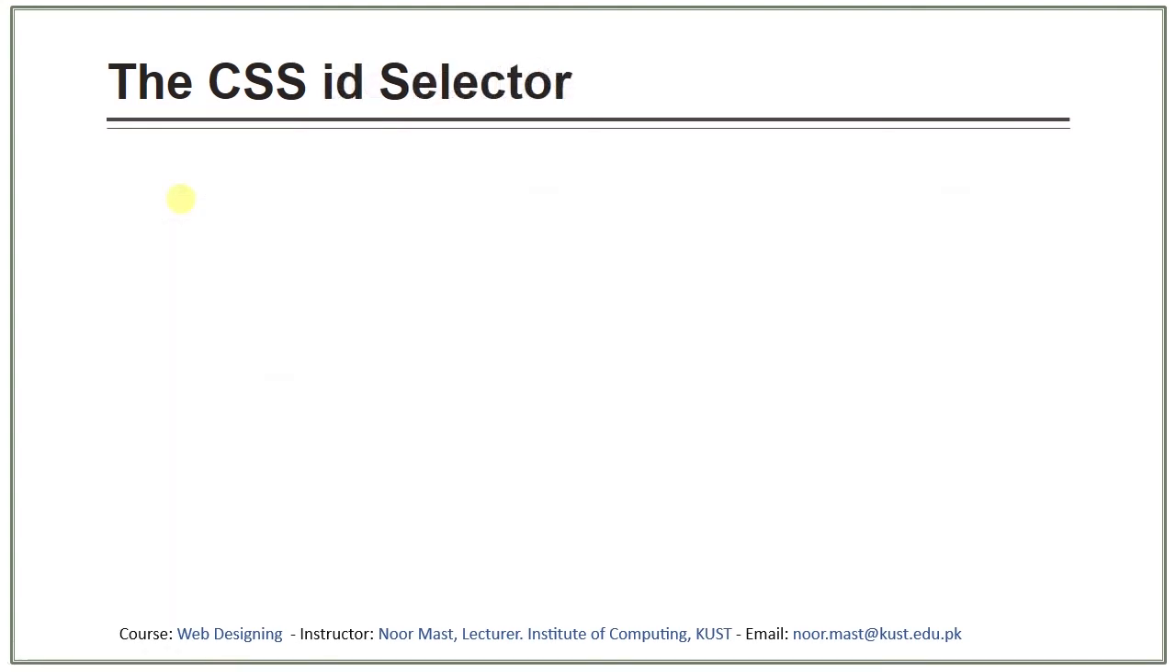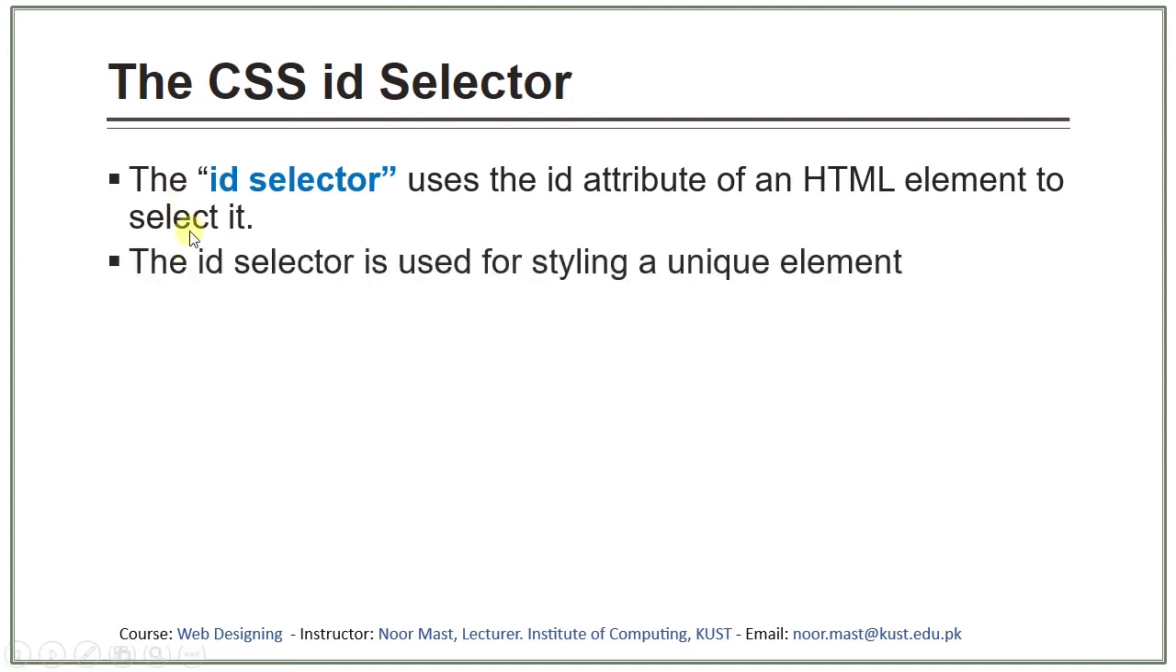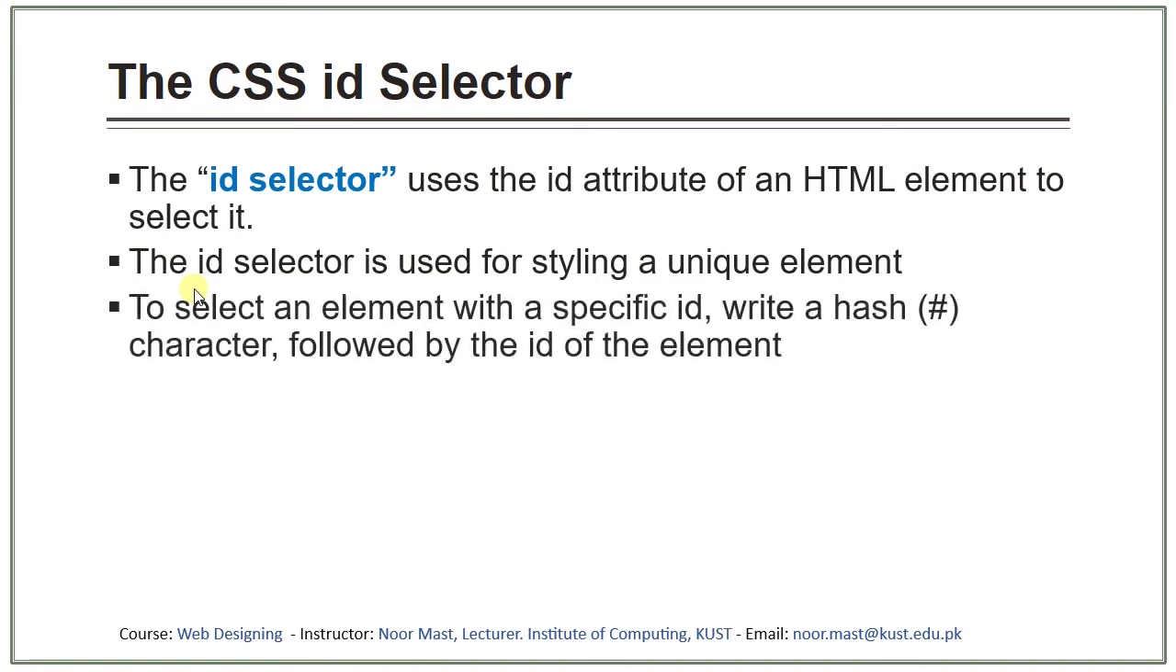The CSS ID selector. The ID selector uses the ID attribute to select an HTML element. The ID of an element is unique within a page. So the ID selector is used for styling a unique element. To select an element with a specific ID, write a hash character followed by the ID of the element.